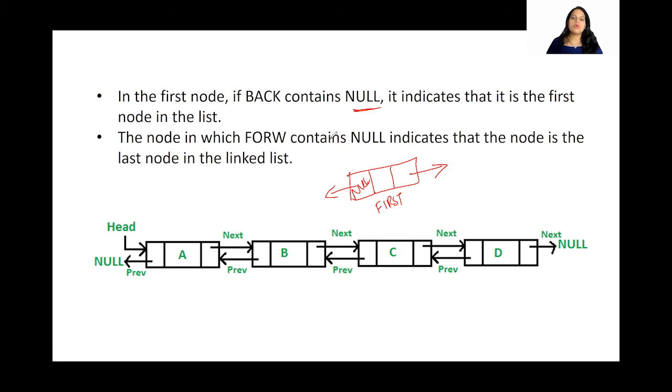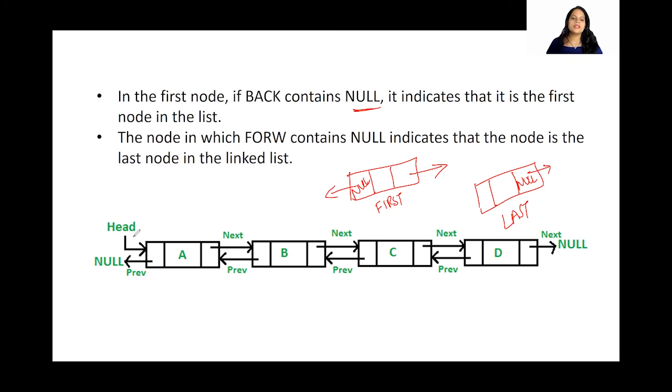Similarly, the node in which forward contains null indicates that the node is the last node in the linked list, which is very obvious, isn't it? Consider this doubly linked list node. If the forward link of this last node is null, which means there is no link to the next one, then this is my last node.